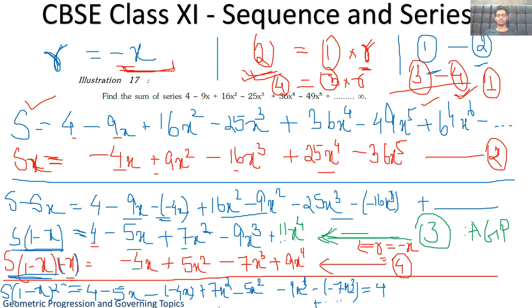So I'll use a different ink. We'll have reduced the entire equation to 4. Minus 5x minus of minus 4x would be nothing but plus 4x, so it's going to be minus x. Then we have 7x square minus 5x square, it's nothing but 2x square. Then we have minus 9x cube, minus of minus 7x cube is plus, so we have minus 2x cube. So the next term would be equal to 2x to the power 4 and so on and so forth.